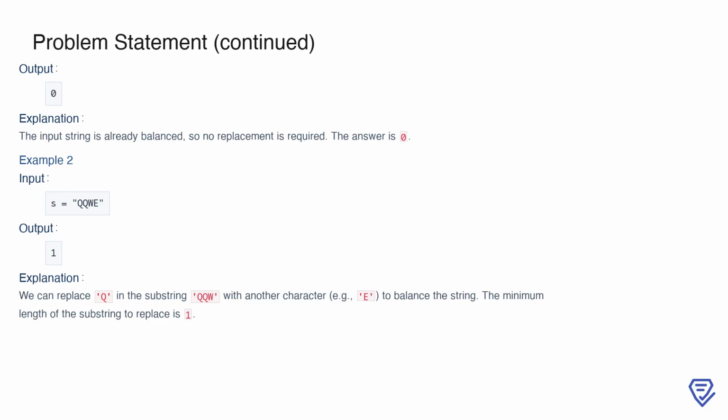In the second example, the input is s equals QQWE. This time, the string is not balanced because Q appears twice, while the other characters appear only once. To balance the string, we can replace one Q in the substring QQW with an E, making all character counts equal. The minimum length of the substring to replace is 1, so the output is 1.